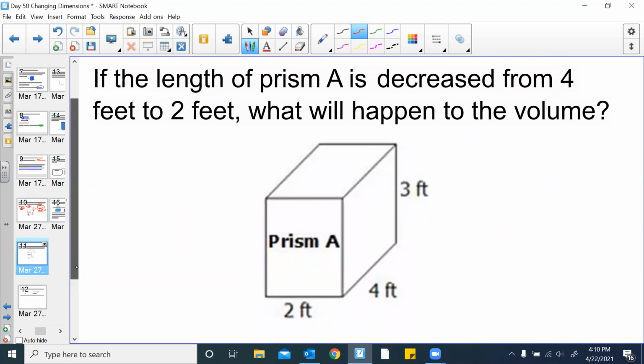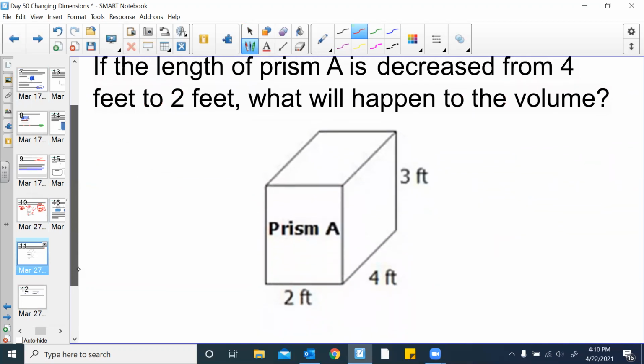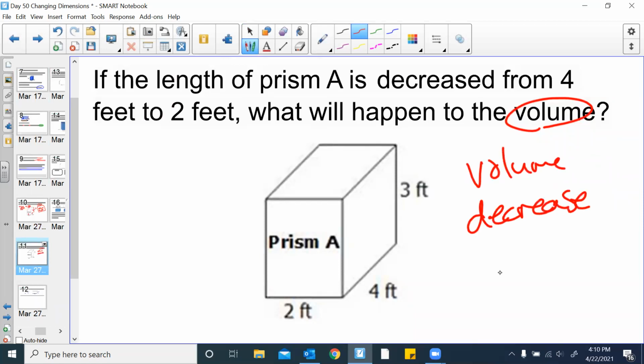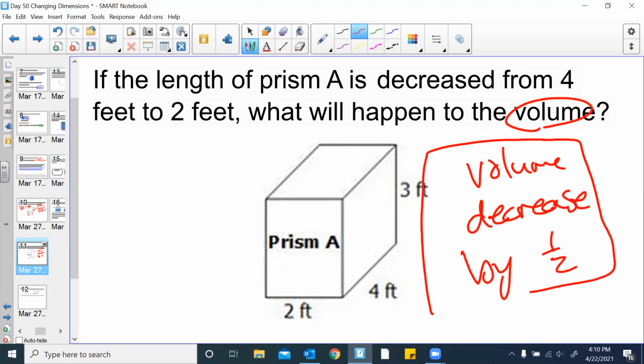All right, if the length of a prism A is decreased from 4 to 2, what will happen to the volume? I can tell you the volume would decrease by 1/2, because we went from 4 to 2. And that's more or less what the answers you're going to be looking for on a test.